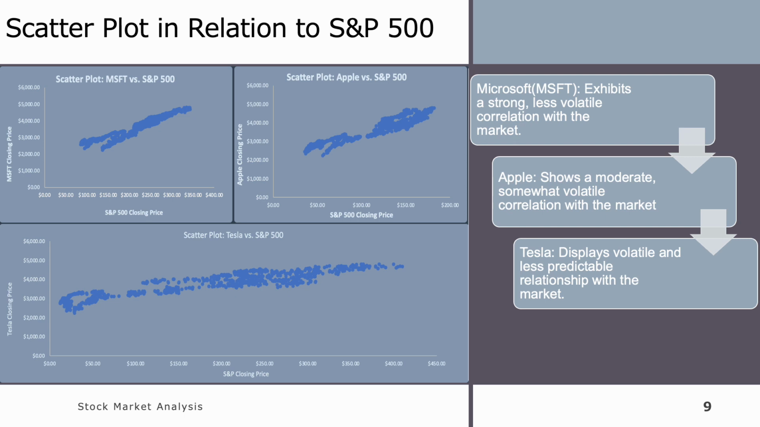Here, Microsoft exhibits a strong, less volatile correlation with the markets. And from the visualization here, in my scatter plot, Apple shows a moderate, somewhat volatile correlation with the market, whereas Tesla displays a volatile and less predictable relationship with the market.